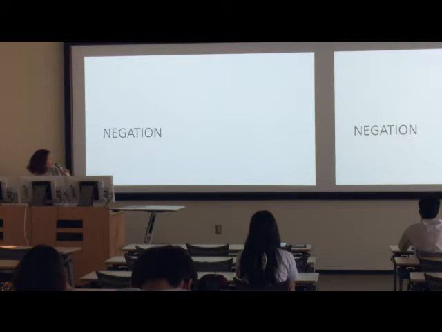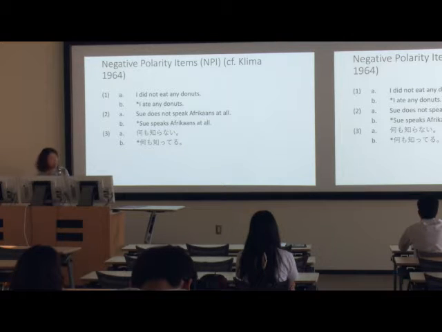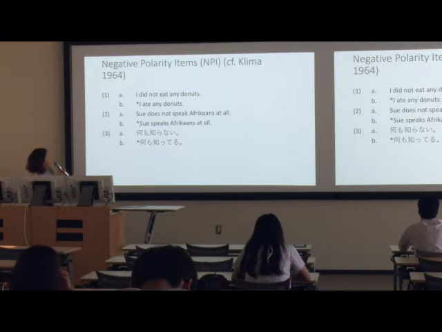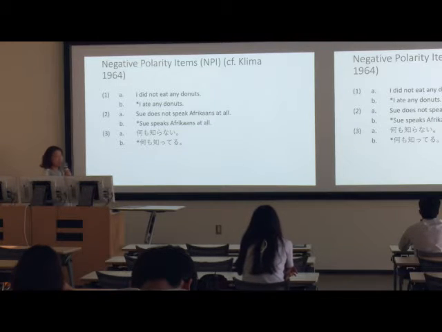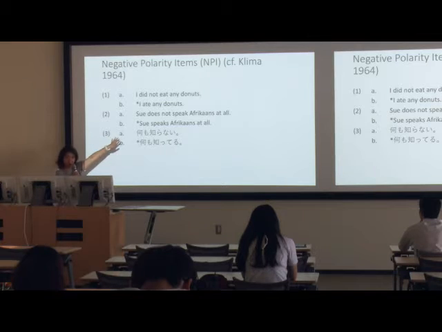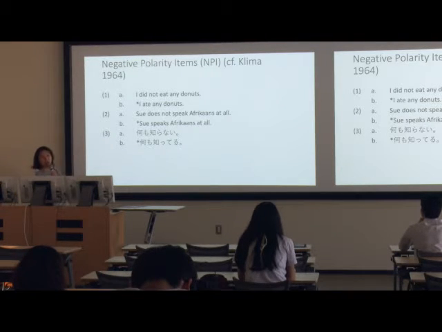And a little bit on negation. Negation is like no. I'm going to briefly talk about negation. In English, I didn't eat any donuts is okay, but I ate any donuts is kind of odd, unless you say I ate any kind of donuts. So words like any are called negative polarity items, which is one of the quizzes for this lecture. And also, Sue doesn't speak Afrikaans at all is okay, but Sue speaks Afrikaans at all is normally not okay. So these, at all and any, are called negative polarity items because they are not happy in the affirmative context. They want not. Without not, these at all and any are not happy at all.